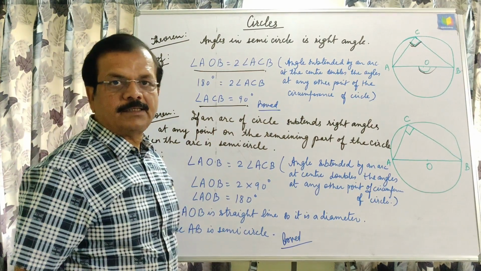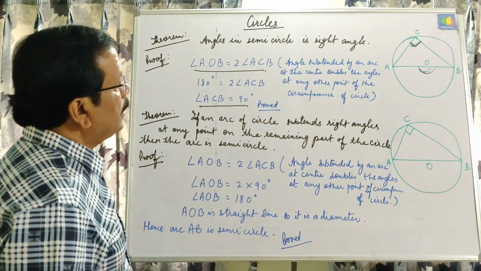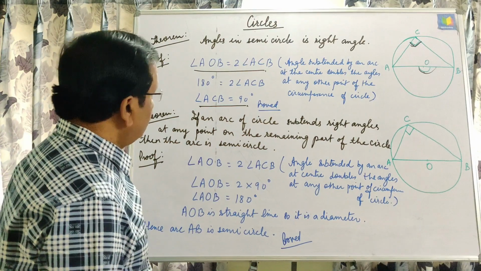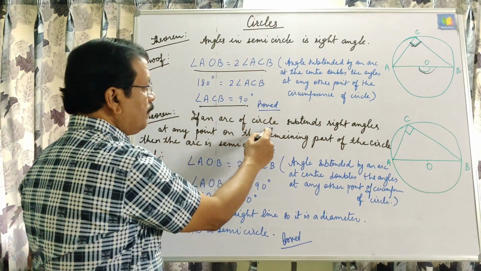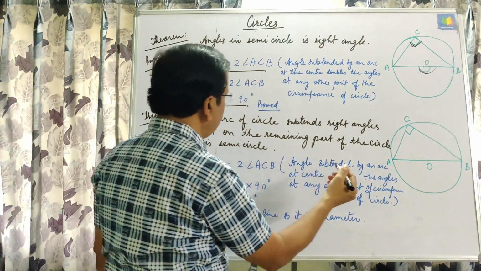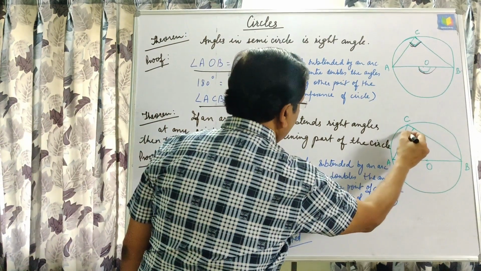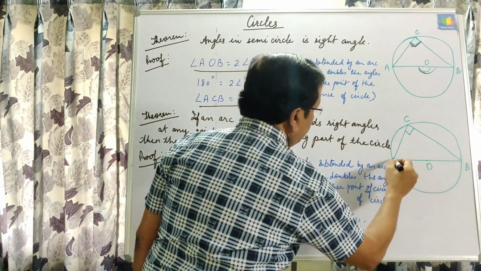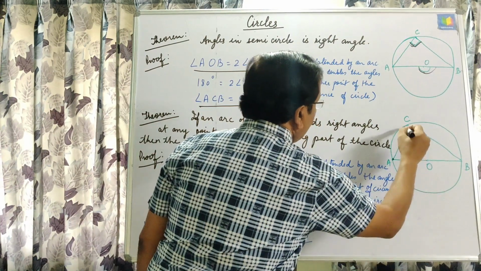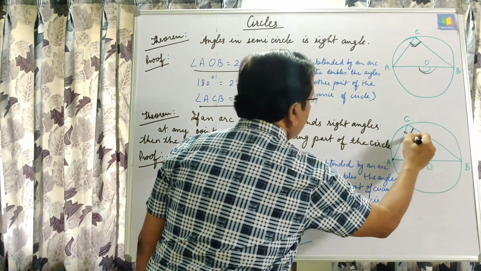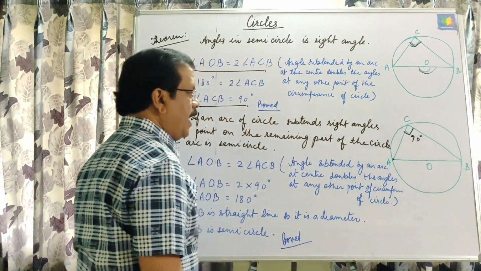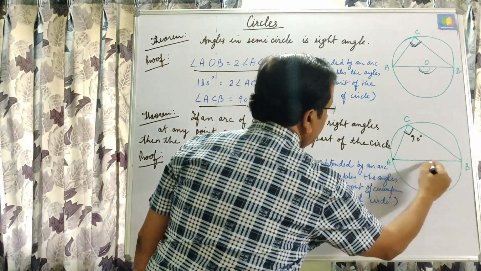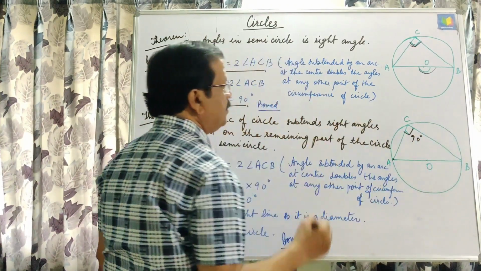Angles in a semicircle is a right angle, or all the angles in half of the circle are 90 degrees. Okay. Second, just the converse of this: if an arc of a circle subtends a right angle at any point of the remaining part of the circle, if any arc, this arc and this arc, is subtending this angle at any other point which is 90 degrees, then the remaining part of the circle, the arc, is a semicircle. We have to prove that this is a semicircle.